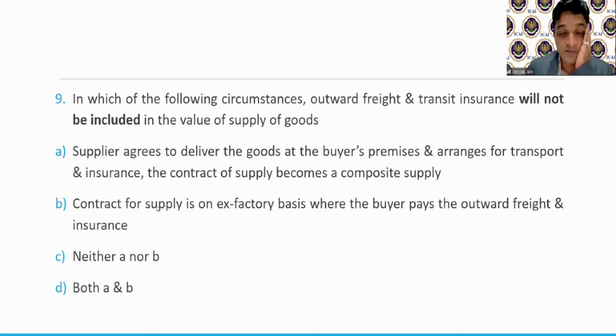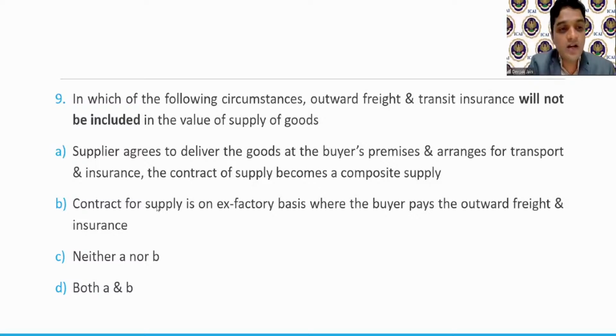In which of the following circumstances will outward freight and transit insurance not be included in the value of supply of goods? A, when the supplier agrees to deliver the goods at the buyer's premises and arranges for transport, or B, the contract of supply is on ex-factory basis where the buyer pays the outward freight, or neither A nor B, or both A and B. Understand the question. I have entered into a sale transaction. Now I'm charging some freight and transit insurance. When I will not include it is the question.